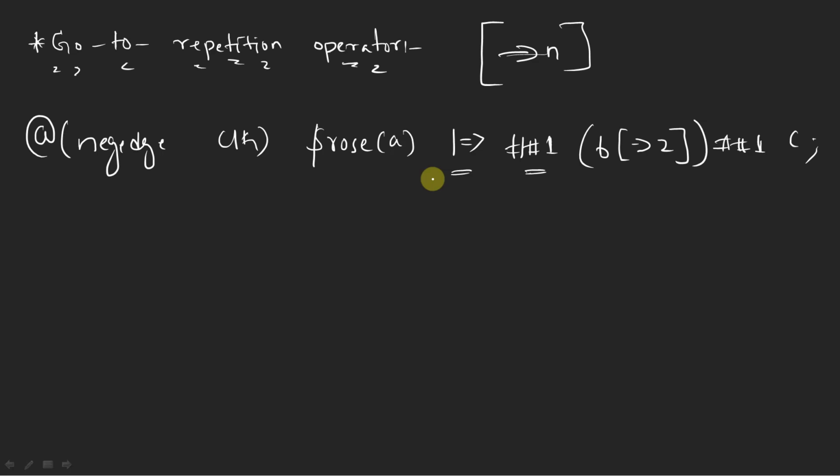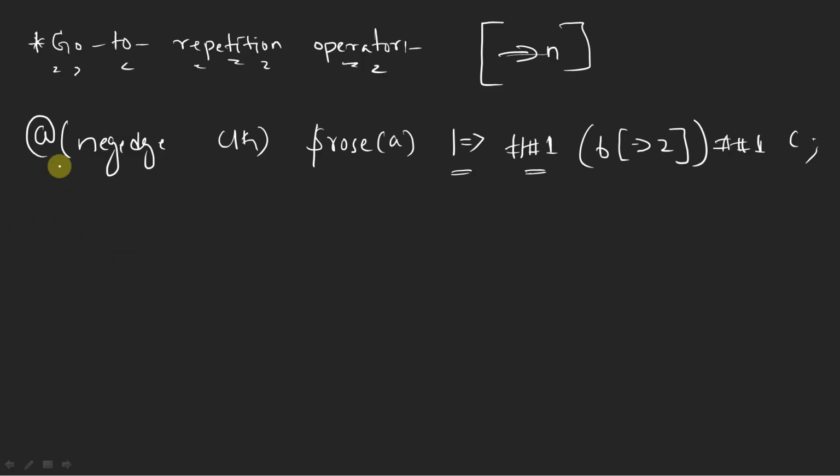But in the case of the non-consecutive repetition operator, in the same example we have taken, your C may or may not follow the last occurrence of your B. But in the go-to repetition operator, your C must follow the last occurrence of B. Then only this assertion will pass, or else this assertion is going to fail. Let us take one example and try to understand.